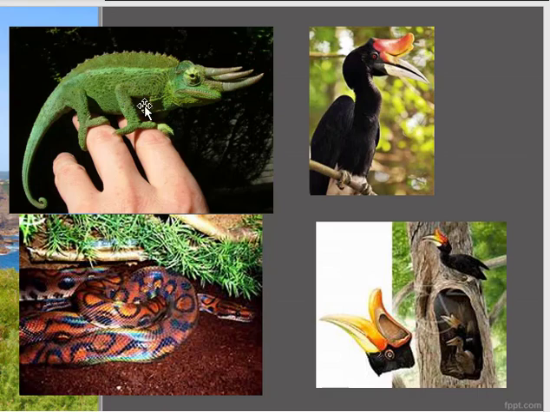Hornbills, chameleons, rainbow boas. Here's a hornbill. I talked about that in another chapter. Basically, the female lays her eggs in here and raises the babies in this cavity to protect it from predators, and the male feeds her through a little slit. And then when it's time for the babies to fledge, they break open the hole and let them out.